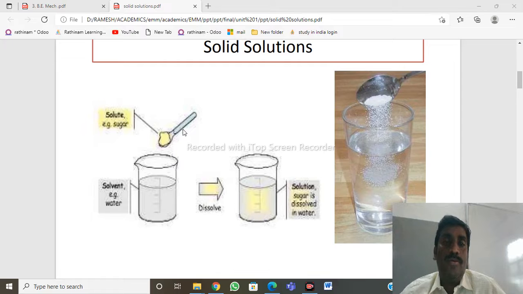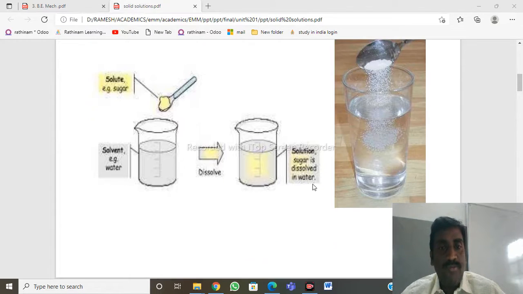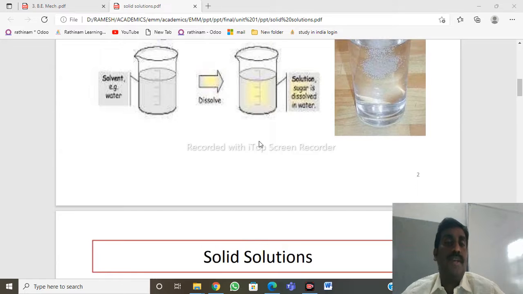Now we are going to do an experiment of taking a glass of water and mixing it with half a spoon of sugar. If we mix it together, then we get a solution. That solution is nothing but sugar dissolved in the water. So here the sugar is the solute, the solvent is the water, and the solution is sugar dissolved in the water. This is the solution which we obtain after this experiment.